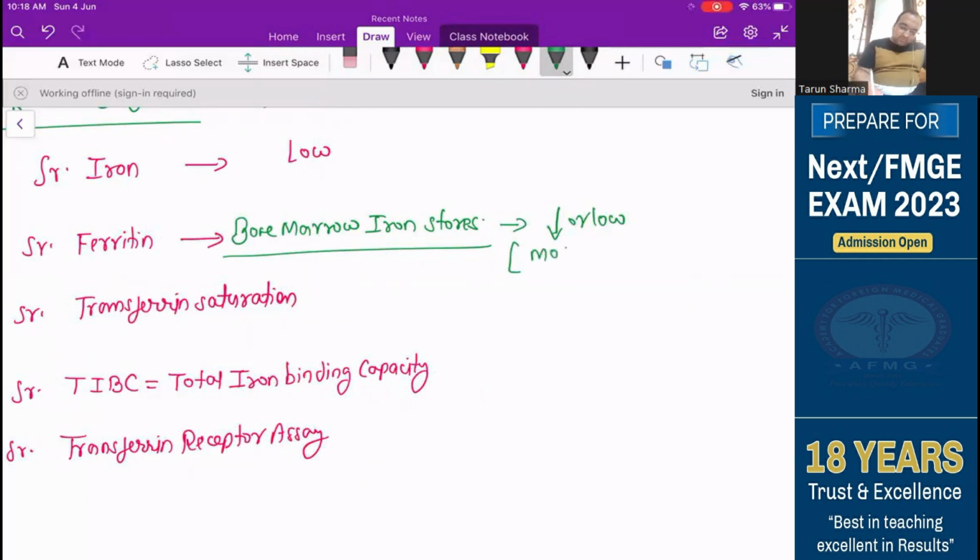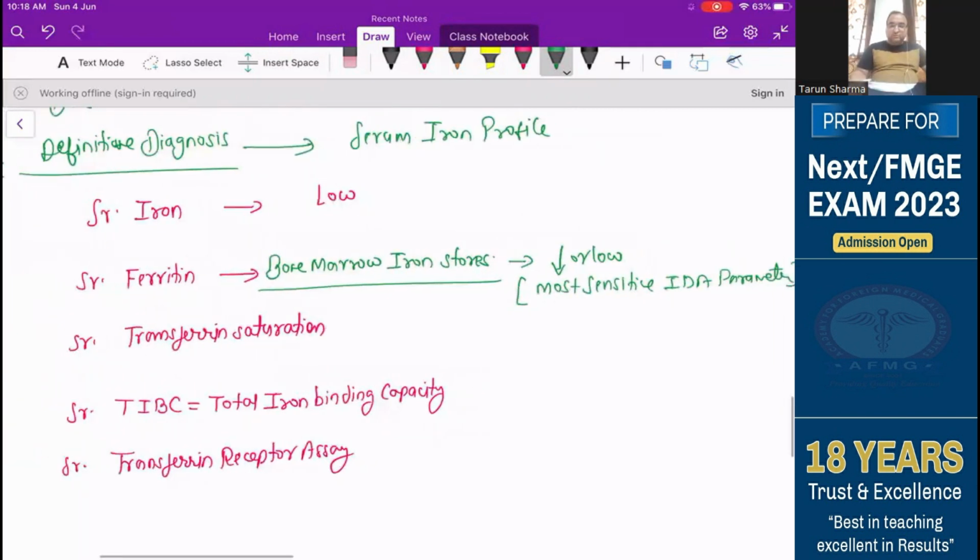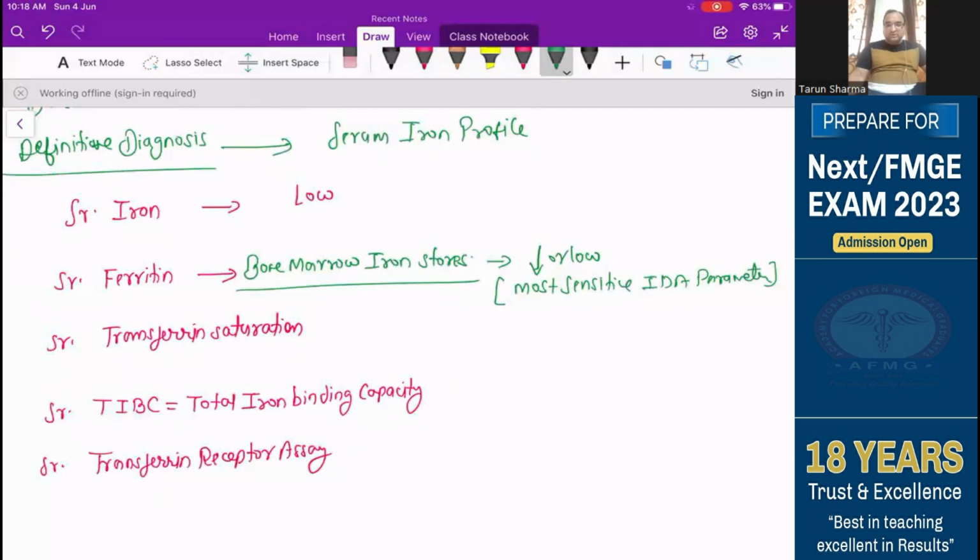the most sensitive IDA parameter, or the first parameter to be reduced in blood in cases of iron deficiency anemia, even before the serum iron. So it is possible that you will get some patients having mild iron deficiency anemia, and in that patient, if you go for serum iron, it also comes normal. And even if you go for serum ferritin in that patient, you will see that the serum ferritin levels are low. So which is the first parameter to be reduced in iron deficiency anemia cases? That will be serum ferritin, not the serum iron.